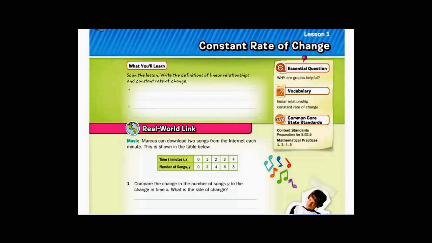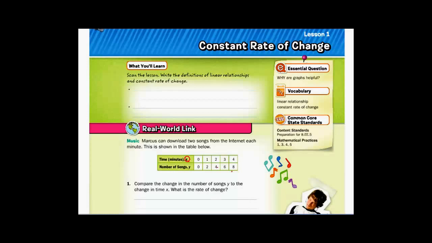If you look at this real world link, it talks about Marcus can download 2 songs from the internet each minute. This is shown in the table below. It talks about time in minutes, which they give the variable x. So 0 songs, of course, 0 minutes. 1 song, 2 minutes. 2 songs, 4 minutes. 3 songs, 6 minutes, and so on and so on. It says compare the change in the number of songs y to the change in time x. What is the rate of change?